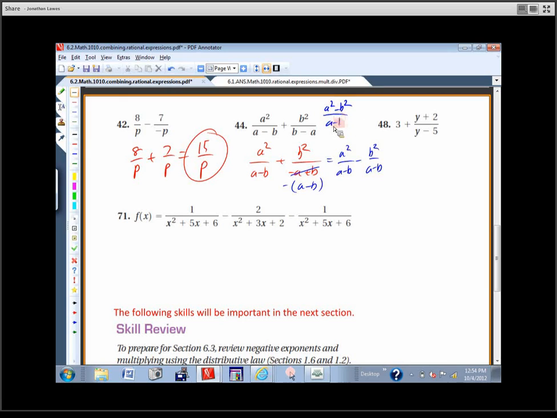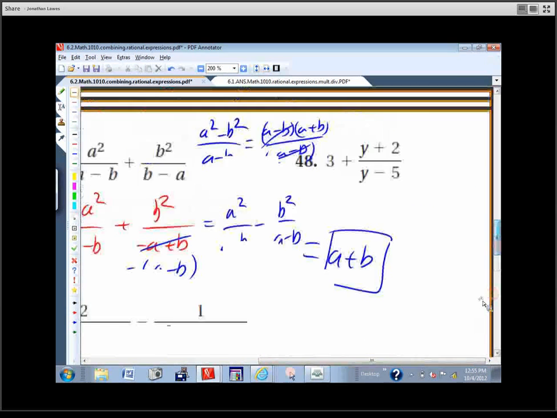Does anybody recognize that? Difference of squares. A minus b, a plus b over a minus b. So what can I do? Cancel these off. So my final answer on this one is a plus b. After this big ugly mess, I just get a plus b. Good there? Okay, take a look at this one.